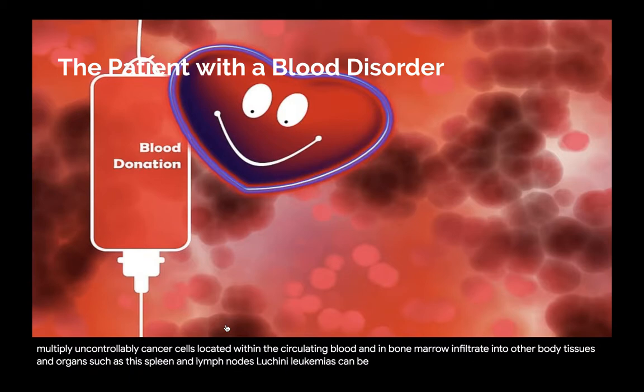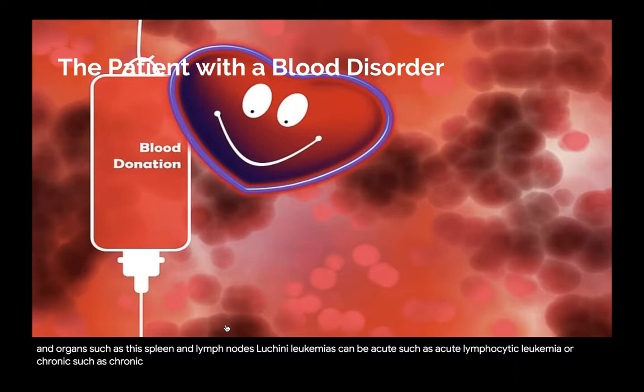Leukemias can be acute, such as acute lymphocytic leukemia, or chronic, such as chronic lymphocytic leukemia. Oral manifestations may include bruising and bleeding of the gingiva.